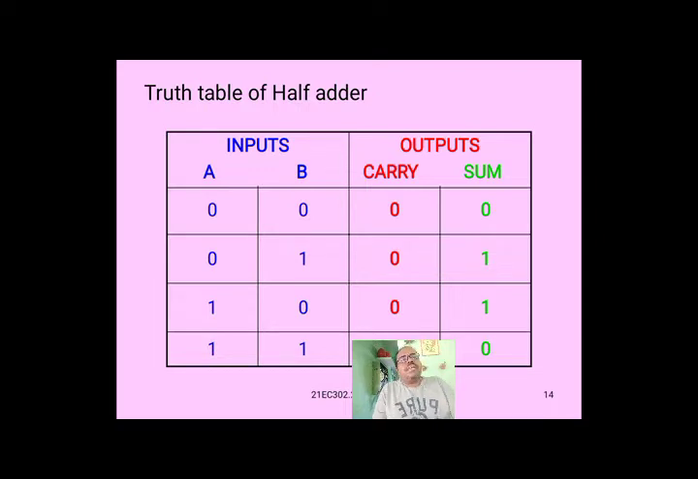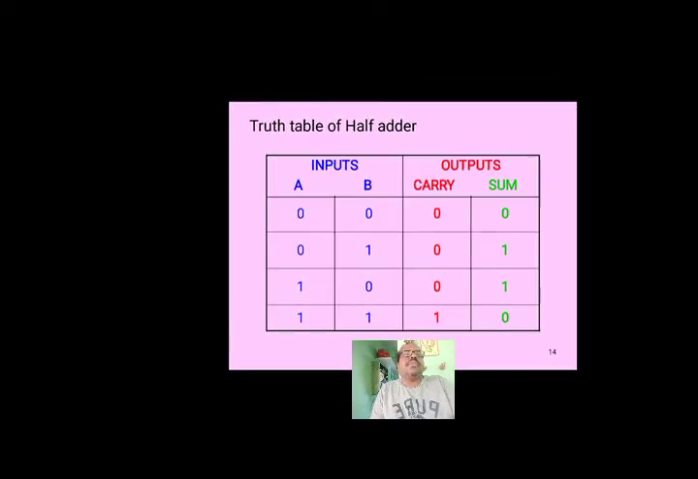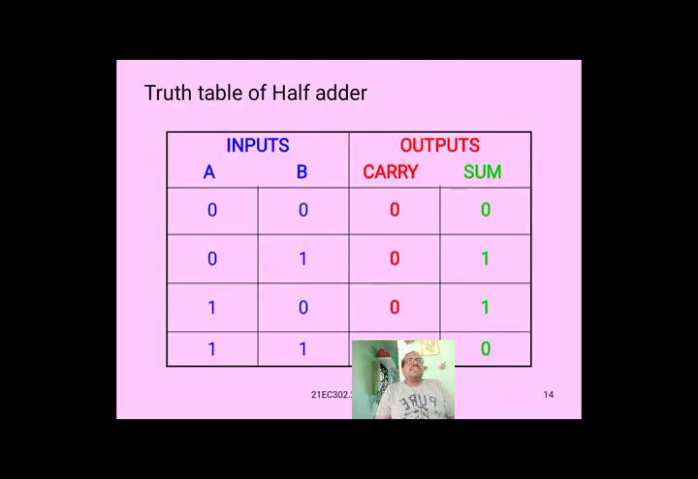Here we are getting the carry 0 0 0 1. By viewing this output we can judge that carry is an AND gate. Next, sum is 0 1 1 0. That means 0 1 1 0 is XOR gate. That means half adder is a combination of AND gate and XOR gate. Please make a note of the truth table of half adder.